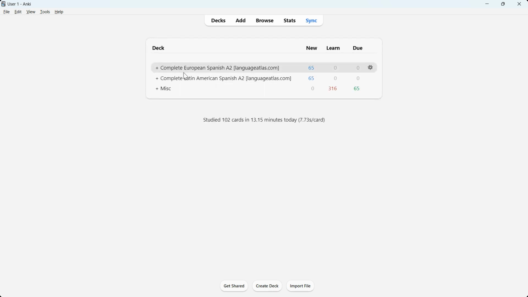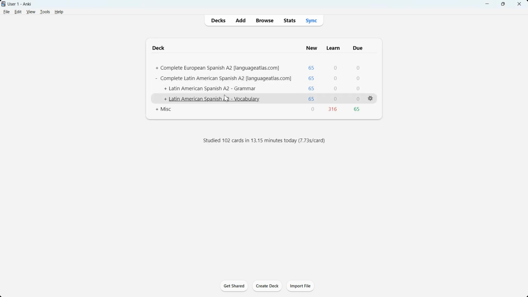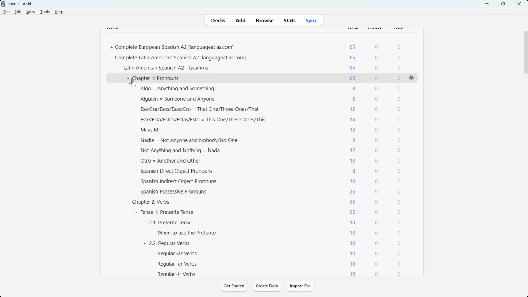Now I'd like to show you the Latin American one. And again, I'd like to say in terms of course structure, they are both the same. I'm going to click on this icon to open it. You can see we have the same 2 decks, the grammar one and the vocabulary one. If you click on this, you can see we have the same thing.